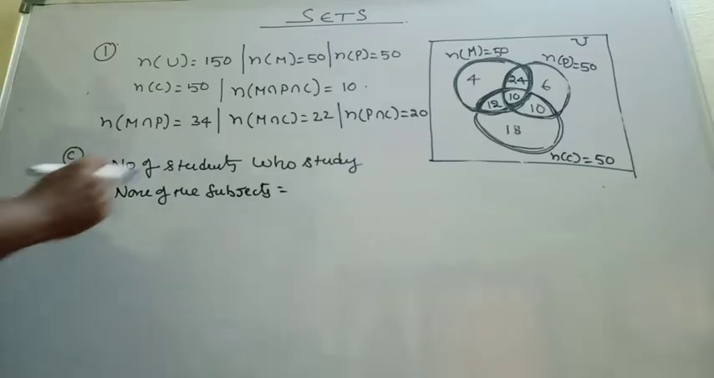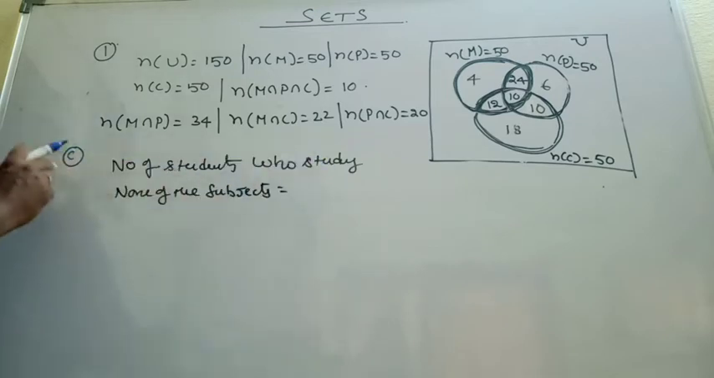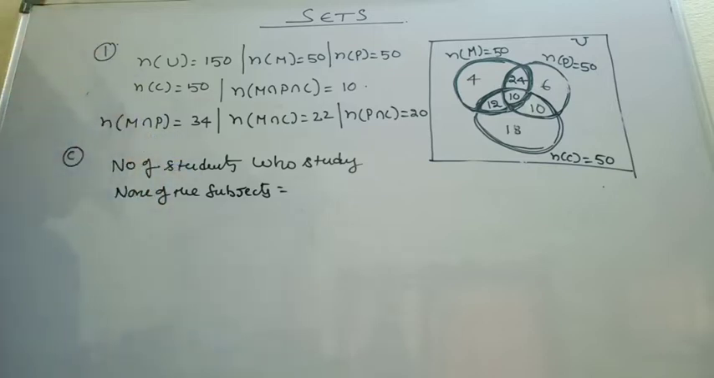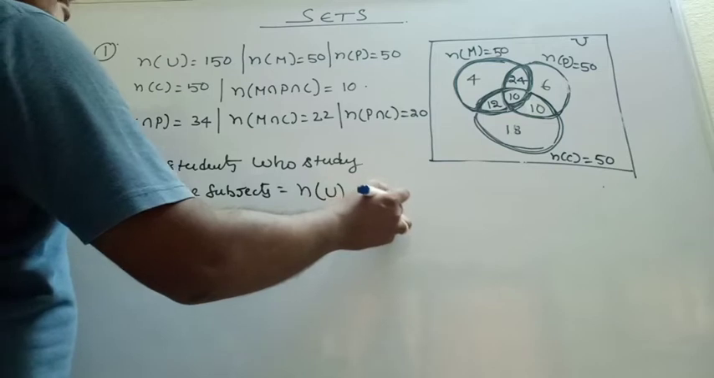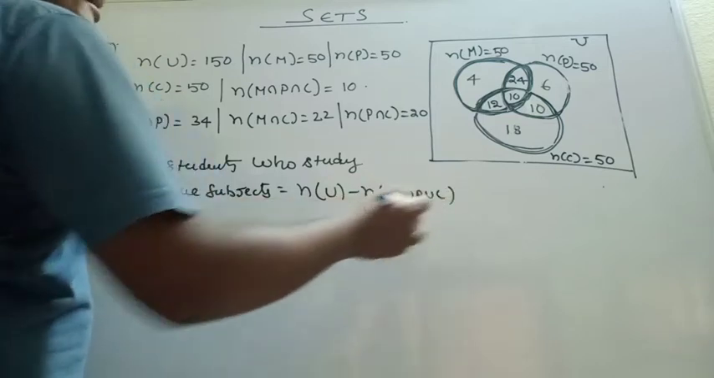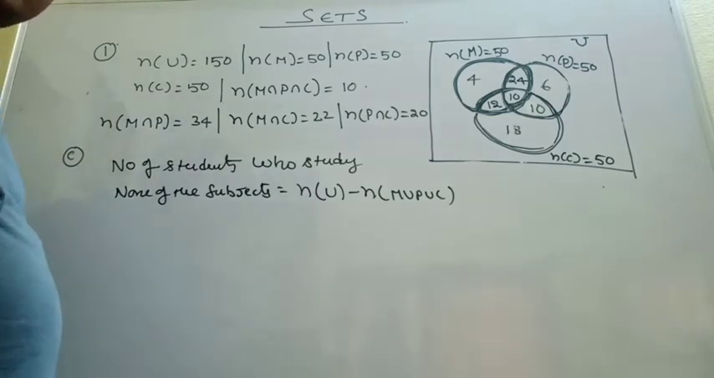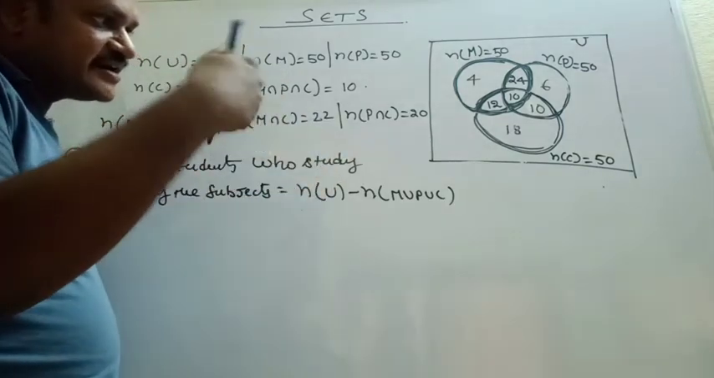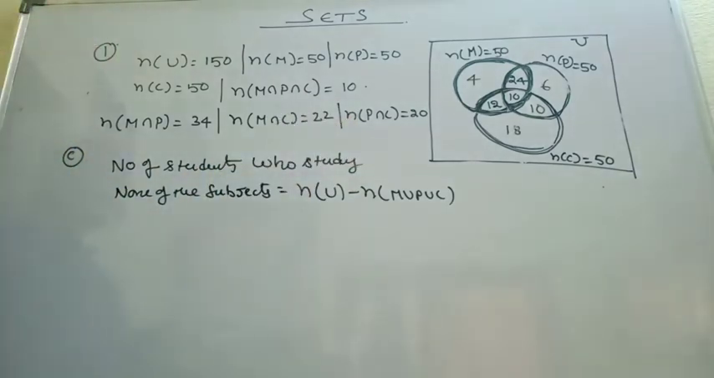Now see, my dear students, the number of students who study none of the subjects, that is the fifth part. The students who study no subject, we can easily do that. This is n of U minus n of M union P union C. Already we got that in the fourth one: the number of students who study at least one of the subjects, either maths or physics or chemistry, or two of them or three of them. The number we have got is 84.